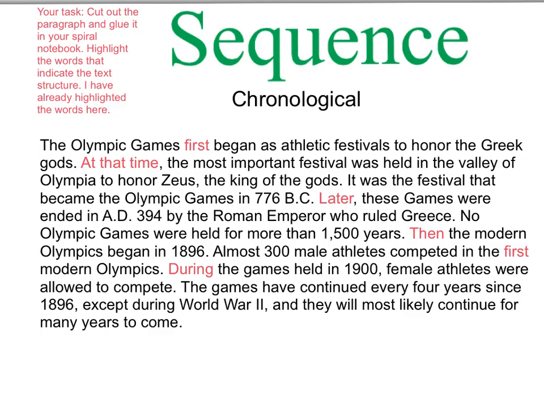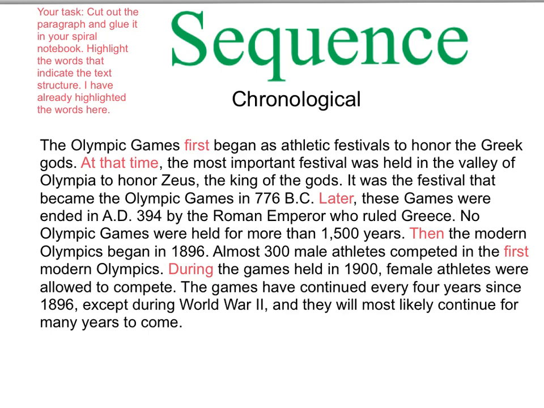You should have this piece of paper in front of you. Please follow along as I read. The Olympic Games first began as athletic festivals to honor the Greek gods. At that time, the most important festival was held in the valley of Olympia to honor Zeus, the king of the gods. It was the festival that became the Olympic Games in 776 BC. Later, these games were ended in AD 394 by the Roman emperor who ruled Greece.